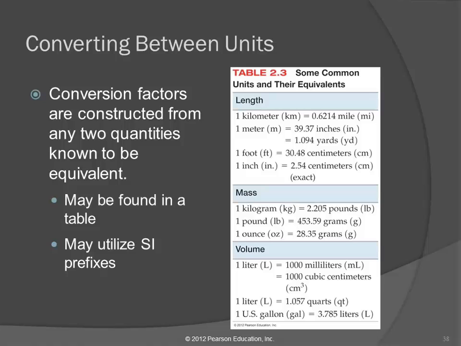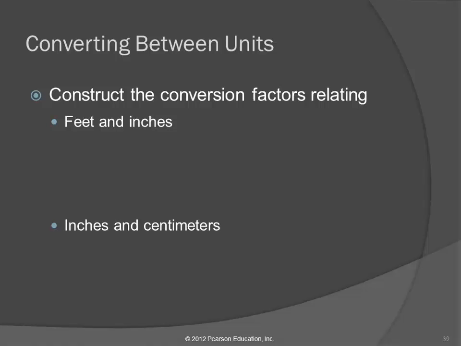So it may be something from a table, or you can also make conversion factors using those metric prefixes. Okay, so those are the two main sources of conversion factors. So let's look at how we make a conversion factor. We'll think about the English system first because you're more familiar with it. It's nicer to start with something that's familiar. What is the relationship between feet and inches? 1 foot is how many inches?